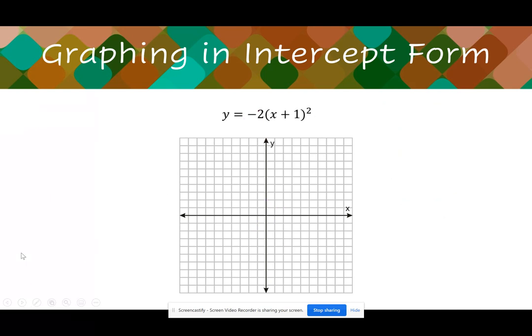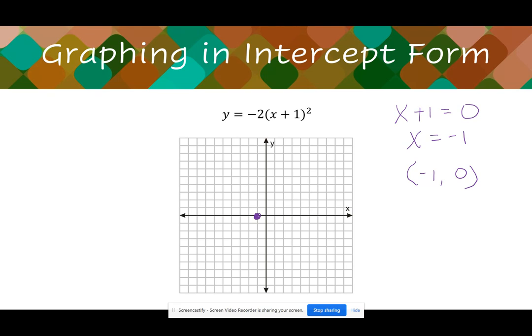Next one, we have negative 2 times (x plus 1) squared. So we're going to set this x plus 1 equal to 0 and get x equals negative 1. So our x-intercept is (negative 1, 0). But now I'm seeing there's only one x-intercept. That means since it's squared, this is your vertex. So it's either going to bounce off there or bounce off underneath. We know it's going to be the second one, opening downward, because we have this negative sign in front. So this already is our vertex.